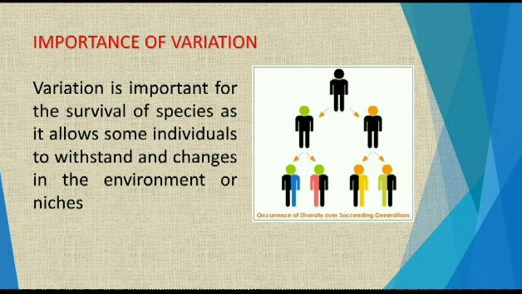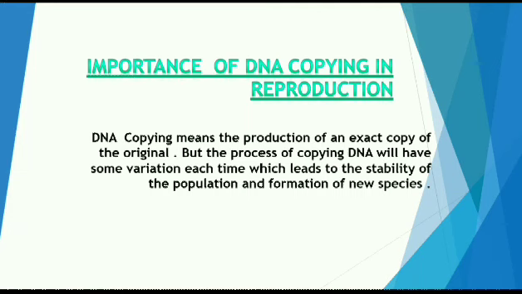Okay, now come to the next one, the importance of DNA copying in reproduction. There are so many importances of DNA copying, because as we already know in class 8, the chapter name is adolescence and puberty. Chapter number 7 is biodiversity. Chapter number 8 is simply a cell. Chapter number 9 is reproduction, and the last one is adolescence and puberty.